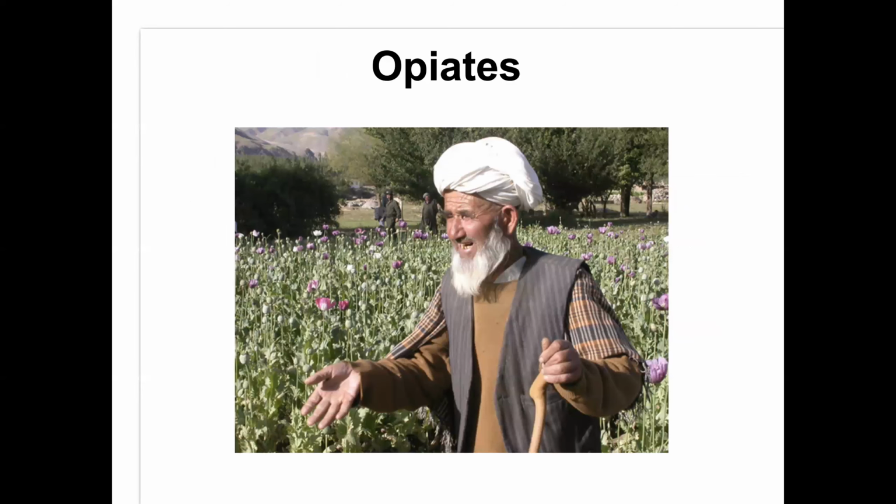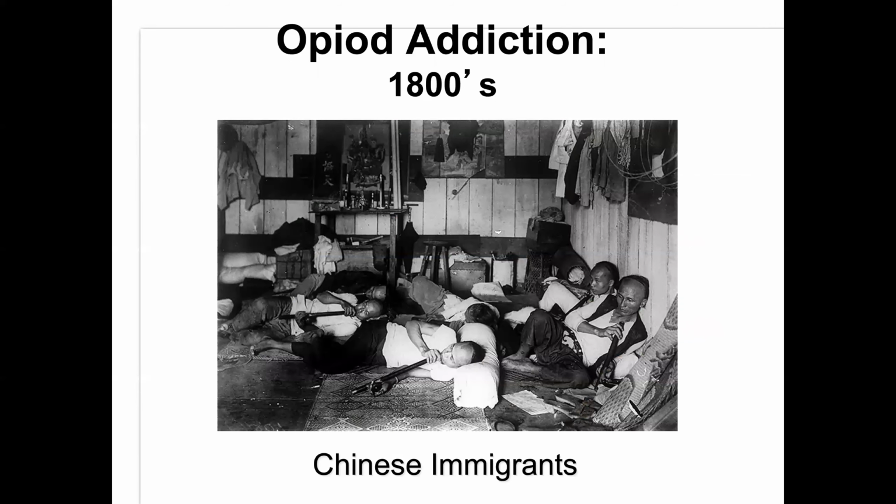Let's now briefly discuss opiates, another class of central nervous system depressants. Here's a brief history of opioid use in the United States.